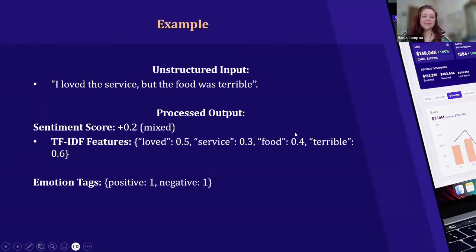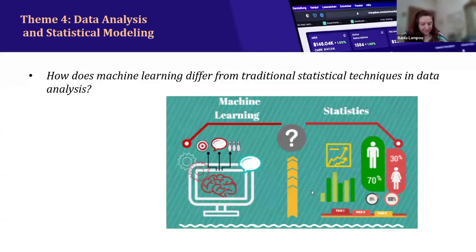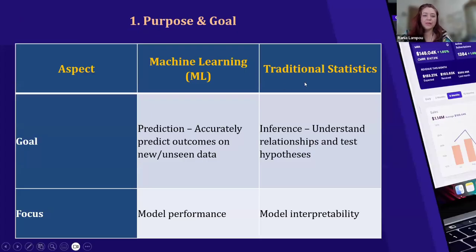For data analysis, statistical modeling, machine learning, of course, differ from traditional statistics. Actually, machine learning and traditional statistical techniques are both used to analyze data, but they differ in goals, in assumptions, in flexibility, in application. In terms of purpose, traditional statistics, we have inference. We try to understand relationships, test hypotheses. Now with ML, we have prediction. We can accurately predict outcomes on new unseen data.